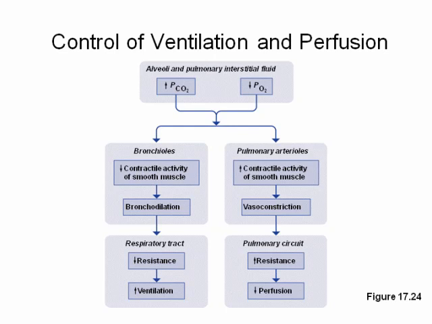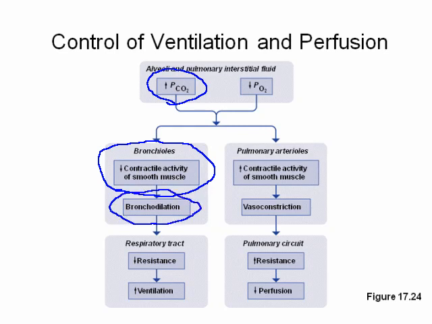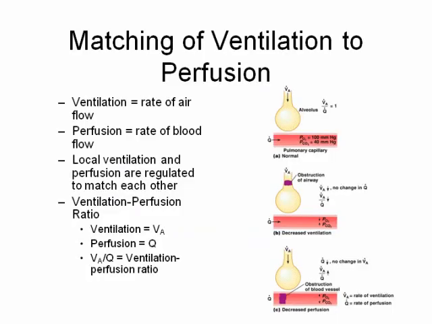So if we have here alveoli and pulmonary interstitial fluids, of course the gas is moving from the alveolar gas into the interstitial fluid. As CO2 increases, this is going to cause an increase in the contractile activity of the smooth muscle in the bronchioles, causing a bronchodilation. This is going to decrease the resistance for airflow, which will increase the amount of air getting into the alveoli. Now let's go back to this previous diagram. Here is showing a complete blockage, which is an extreme case.